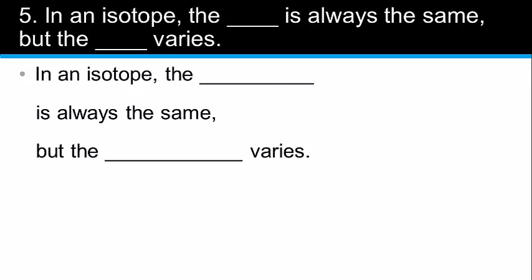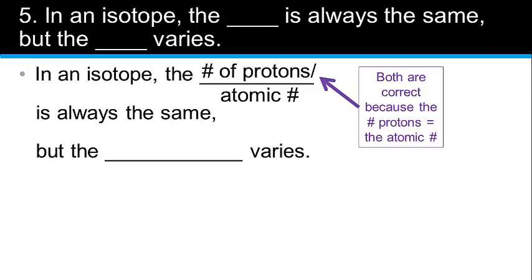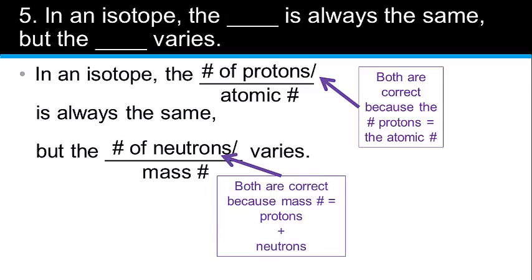So in an isotope, the number of protons, or atomic number, is always the same, and this is because protons equals the atomic number, but the number of neutrons, or mass number, varies. Both are correct because mass number is protons plus neutrons. So if I have a different number of neutrons, it's going to affect my mass number.